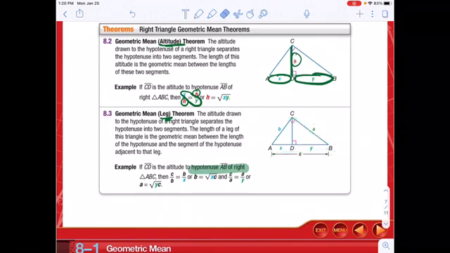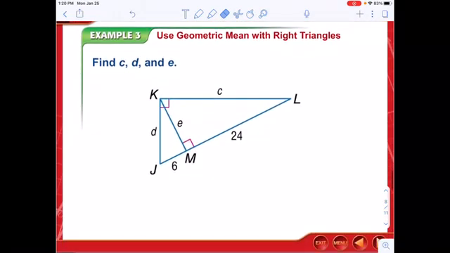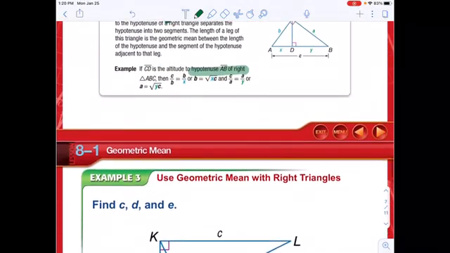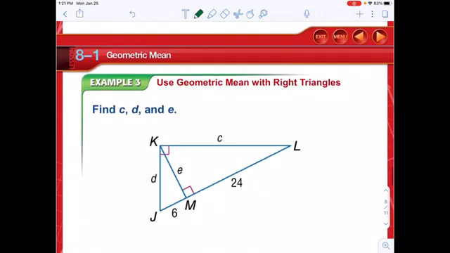Now that one I think is a little more abstract. Notice it's just setting up proportions as if we had the similar triangles from the very beginning of the slide. So if we find C, D, and E, we could try to set up some similarities, see if we have enough information to set up proportions like that. Or we can go ahead and use our geometric mean altitude theorem and geometric mean leg theorem.